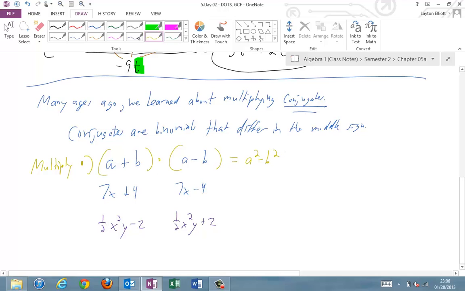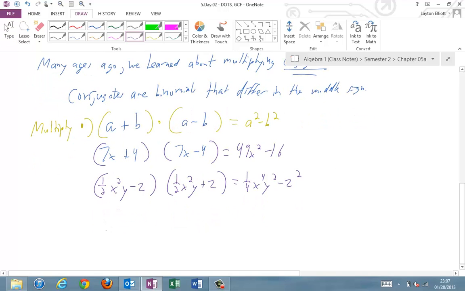We practiced this. This was actually on the last test, a test that, when I record this, you guys will be taking tomorrow. But anyway, if I do the second one, 7x plus 4 times 7x minus 4, I get 49x squared minus 16. Multiply these two: 1/2 times 1/2 is 1/4, x to the 4th, y to the 2nd, minus z squared.